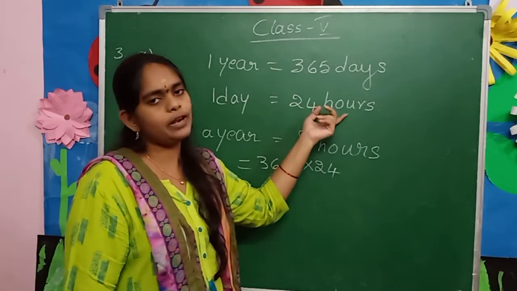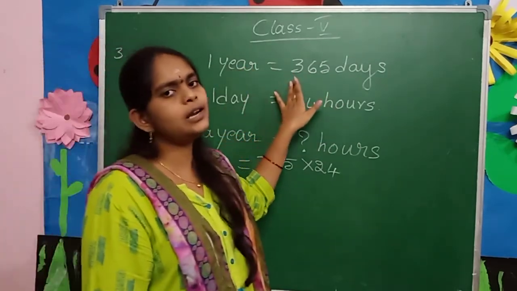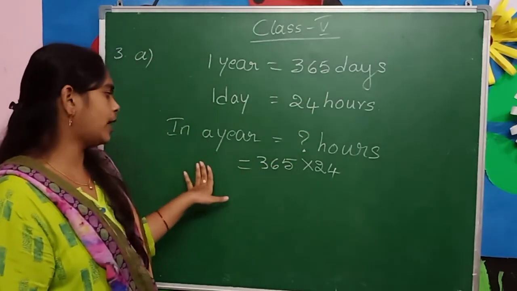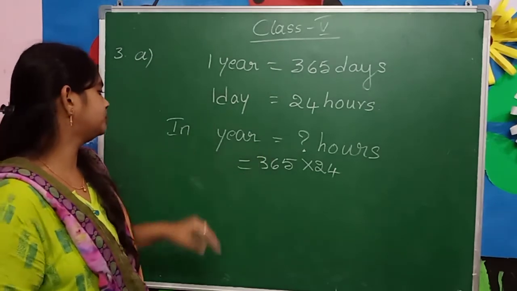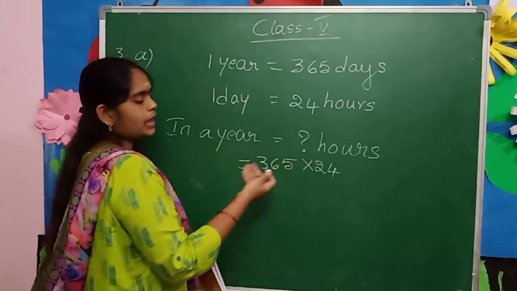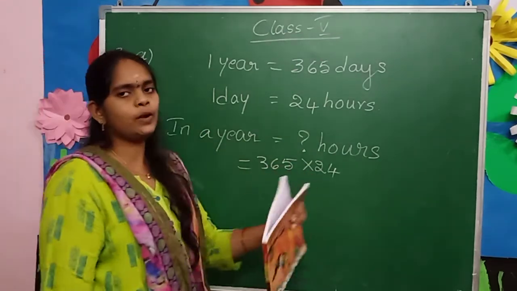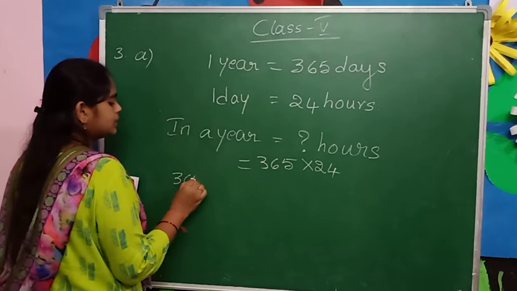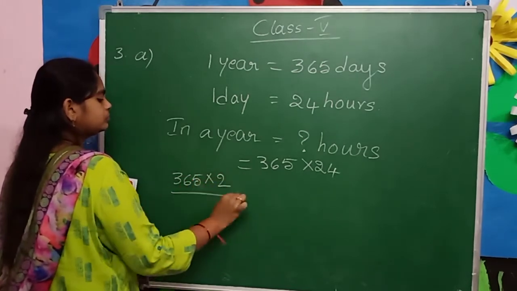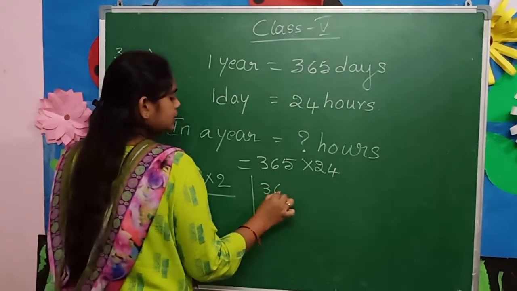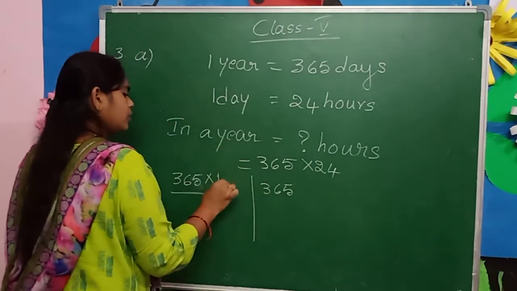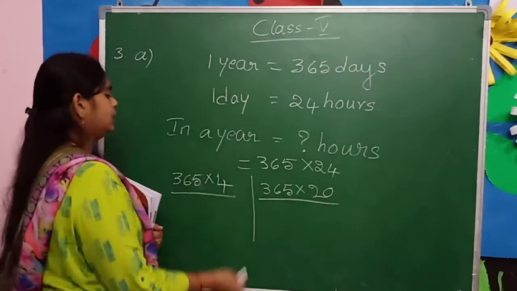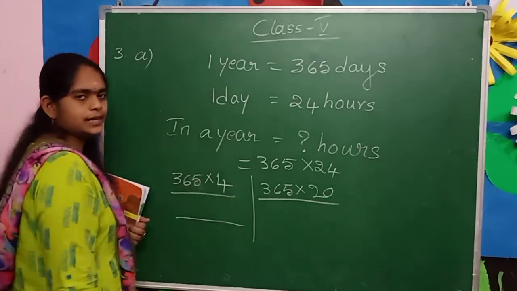So 1 day means 24 hours. 1 year means 365 days. Right? Now we have to calculate the hours per year. In a year, how many hours do we have to find out? Right? 365 into 24. How do we do the multiplication? We do multiplication 2 times. How do we do it? 365 into 4, right, and 365 into 20. Yes, let's do this one.